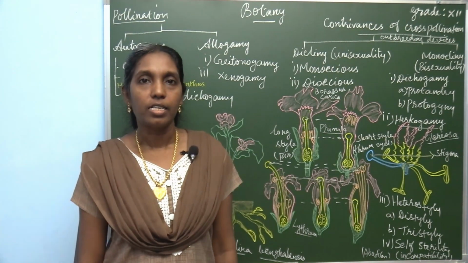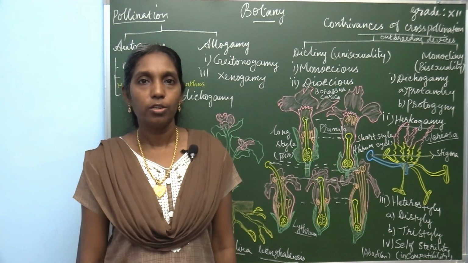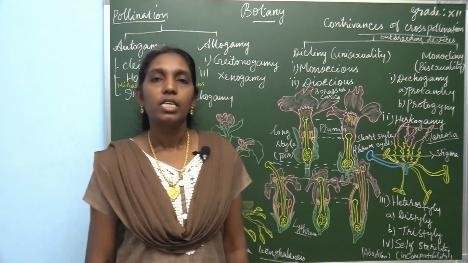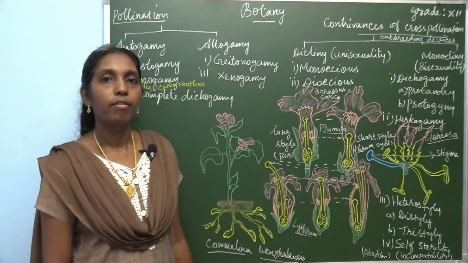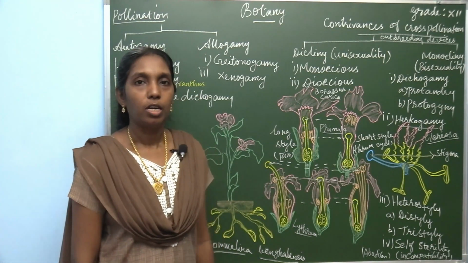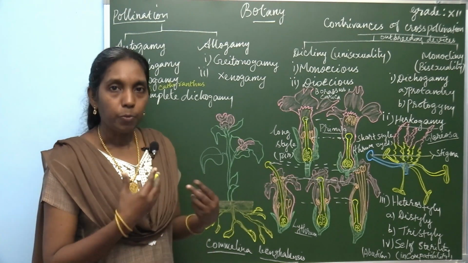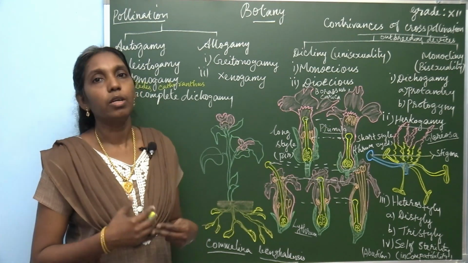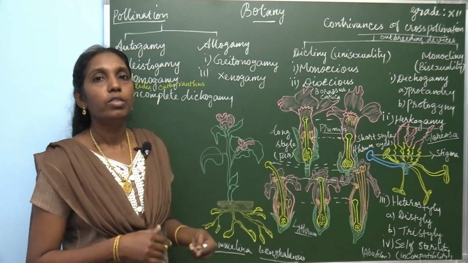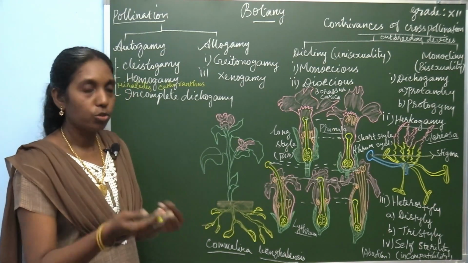Let's begin this class with the topic pollination. Pollination is not a new topic to you, it is a familiar topic. What is pollination? Transfer of pollen grains from anther to stigma of the pistil. Pollination is a wonderful process by which it provides food and shelter to the pollinating animals. You know, there are a number of pollinating agents which dust the pollen grains from anther to the stigma.